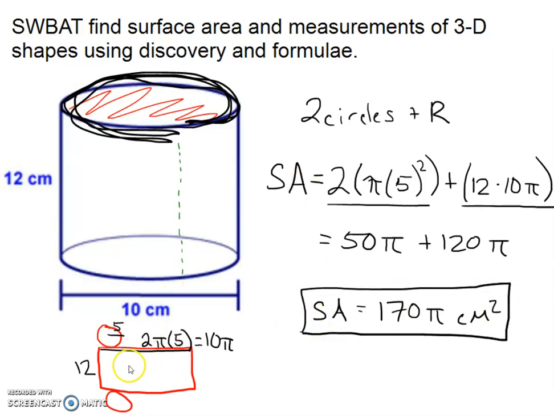So to generally recap, we either drew the net or you picture what it would look like in its individual shapes. You write down what those shapes are. You write down their area formula with the numbers plugged in, and then you calculate. So our objective was finding surface area of 3D shapes using discovery and formula.